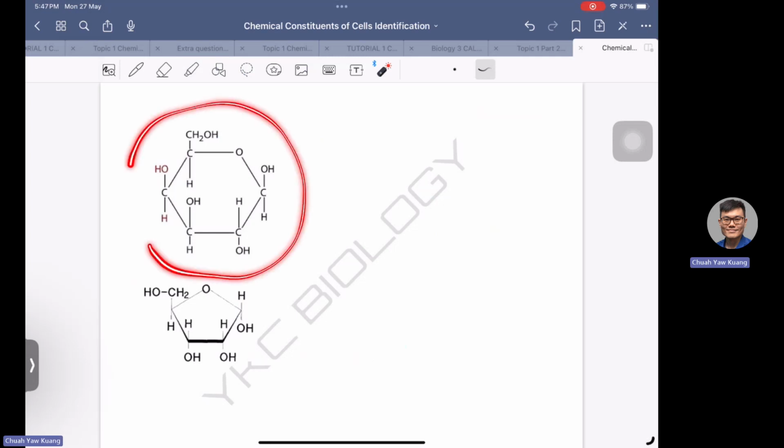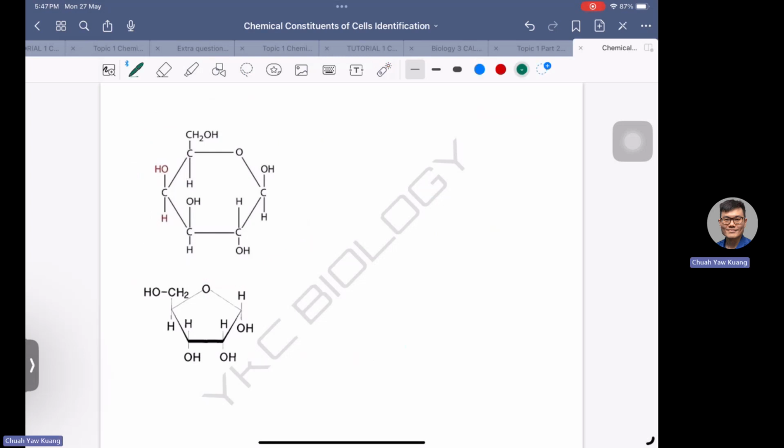So for the first molecule, you can see this one. The first step is we look at the shape. That is step number 1. So I will write down step number 1. We will look at the shape. And from the shape, it tells us that this is a hexagon. So hexagon means that it will be either the glucose or the galactose.